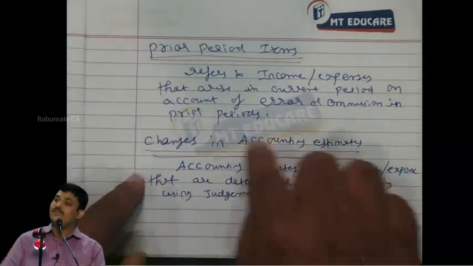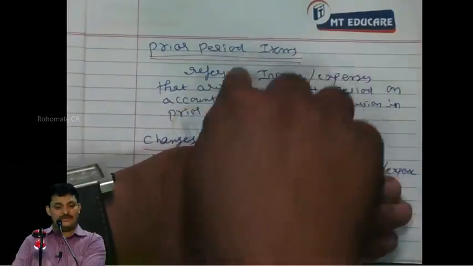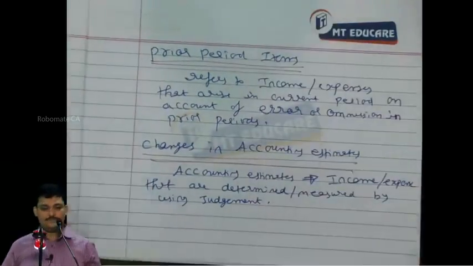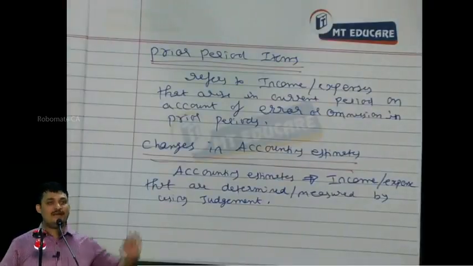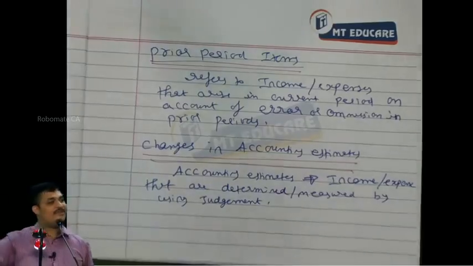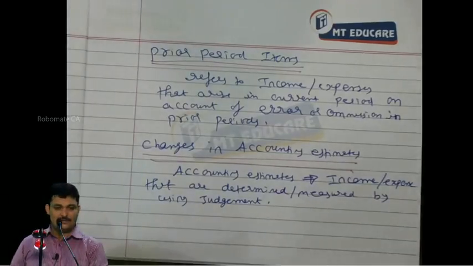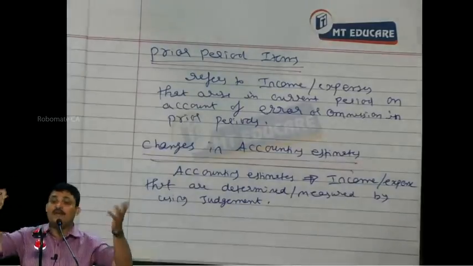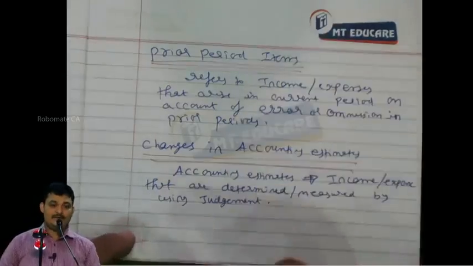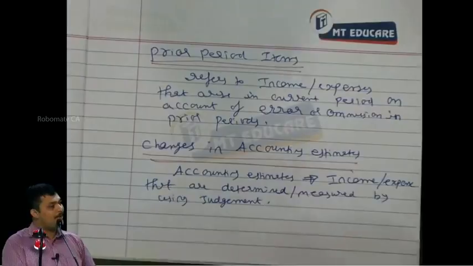Why was this brought into the standard? Because if not, these items would also be fitted into prior period item. Because you feel that, sir, provision was created for 5,000, actual bad debts come to 7,000, that is an error. I'm sorry, that is a judgmental error, not a mathematical error. Mathematical error will come as prior period item. Judgmental error cannot be taken as prior period item.